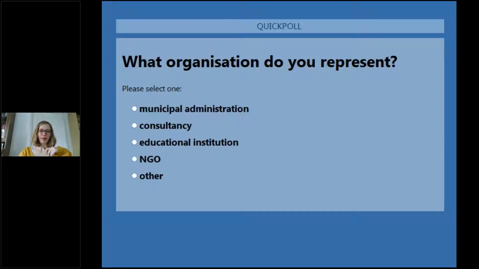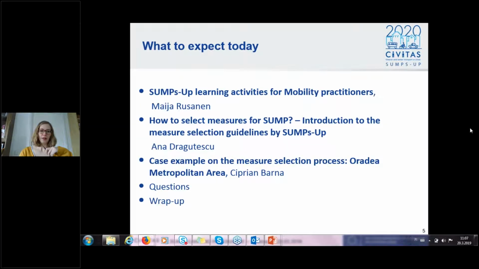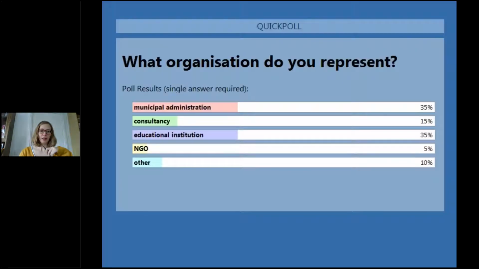Okay, here you can see the results. The majority comes from municipal administration and educational institutions. That's the result that we mainly get. Thanks a lot.